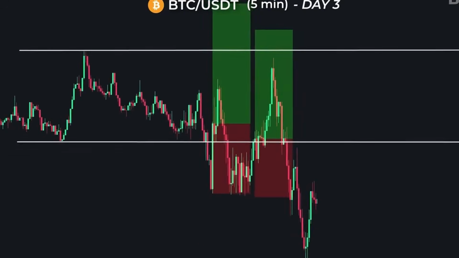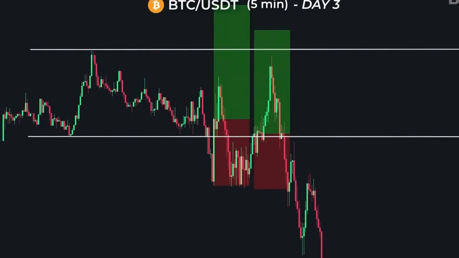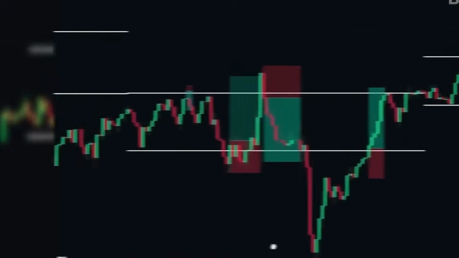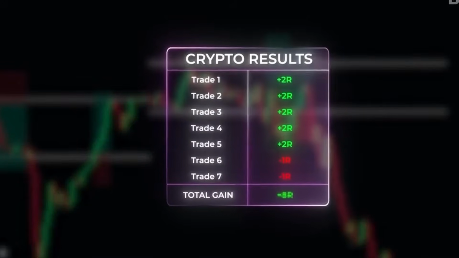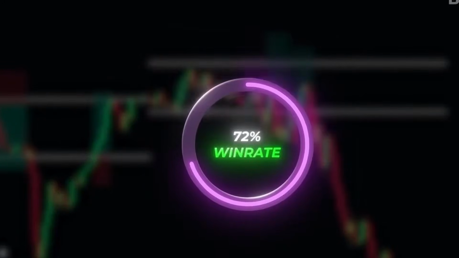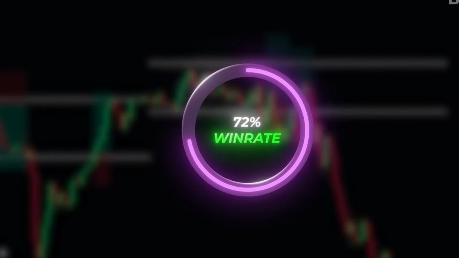After that, price didn't re-enter the range until the end of the day. So that wraps up today's session. Now, let's see the final results. Here you can see all the trades we backtested. Out of 7 trades we took, the strategy gave us 5 wins and 2 losses, with a total gain of 8R. That's about a 72% win rate on the crypto market, which is extremely impressive considering we only used the very basic version of the strategy.